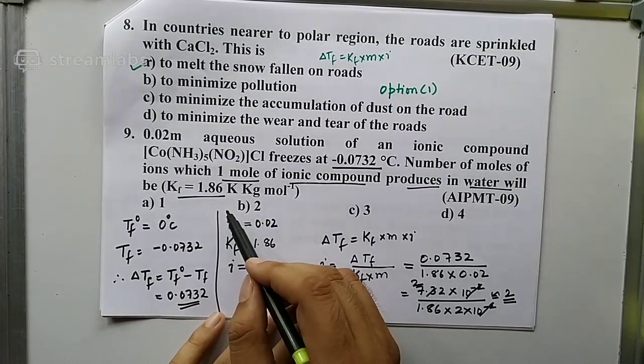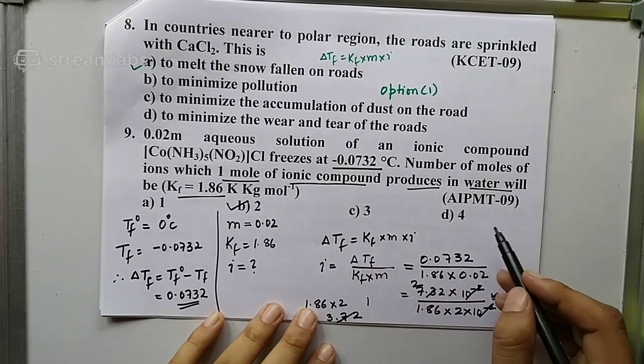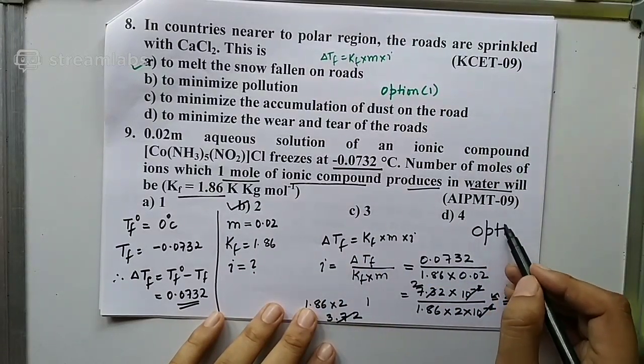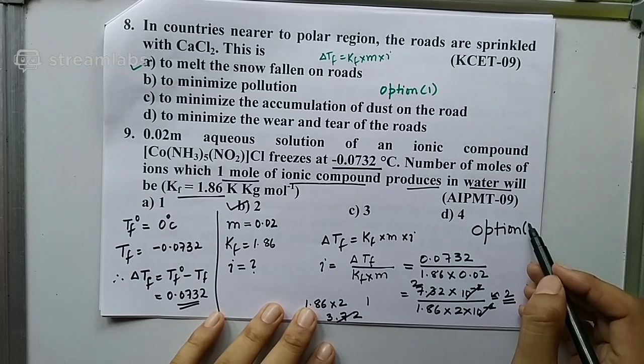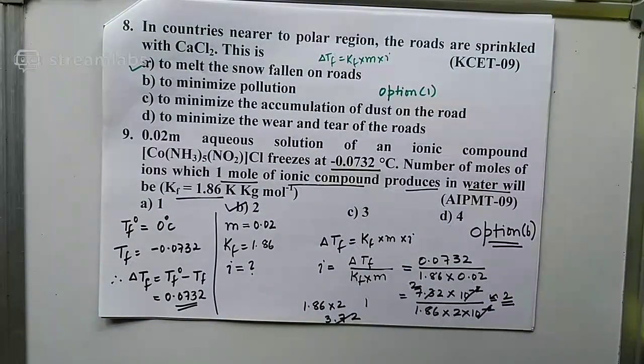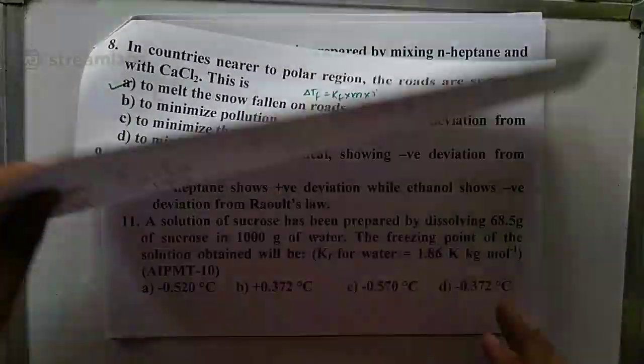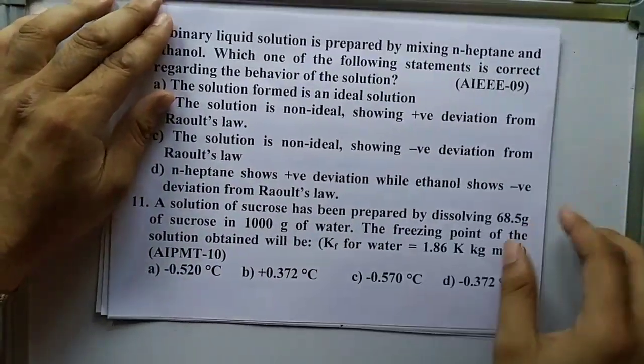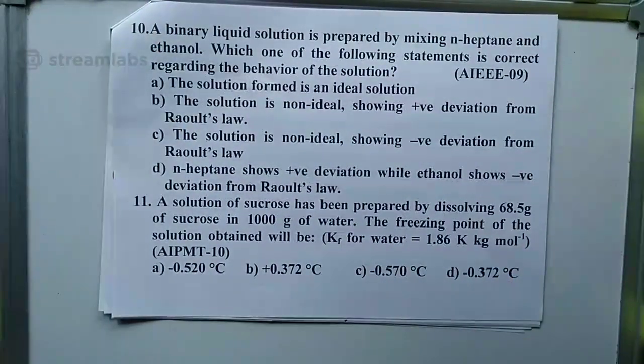So the answer should be, it produces how many ions? 2 ions. So what is the answer, students? Option 2, B, is the answer. Is it clear, students? Next question, question number 10. Just look into question number 10, students.